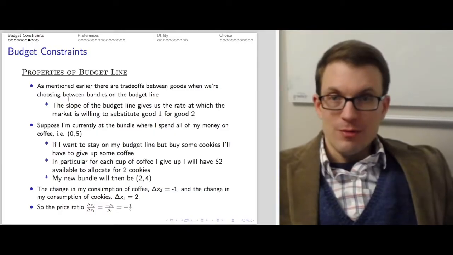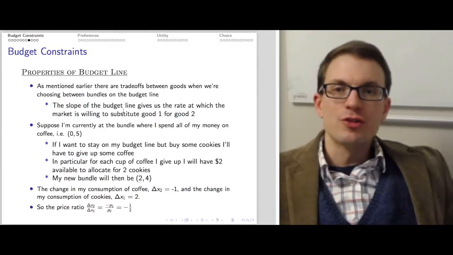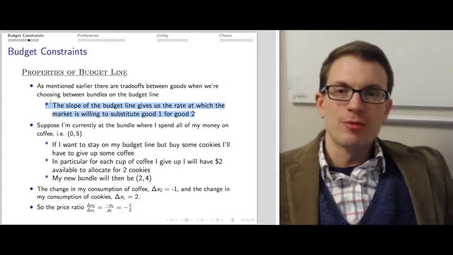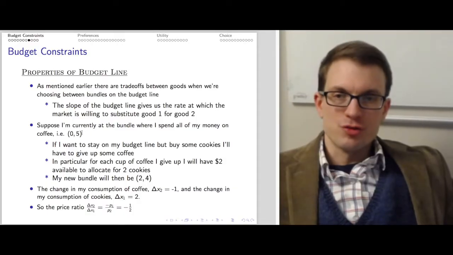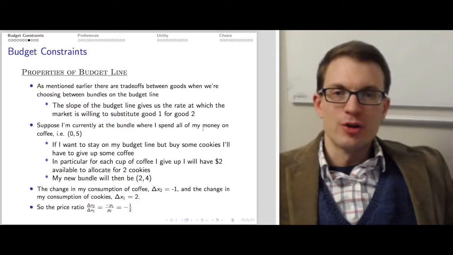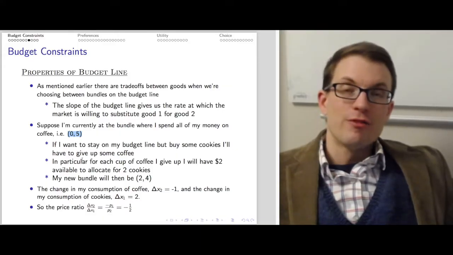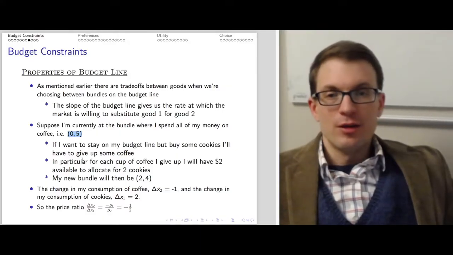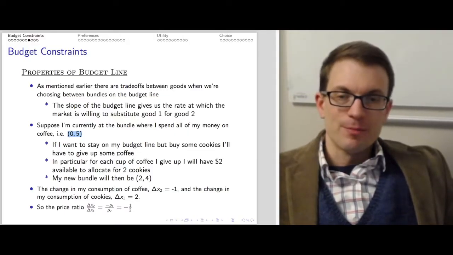As I mentioned, there's trade-offs between the goods we're consuming when you're on the budget line. So the slope of the budget line gives us the rate at which the market's willing to substitute good 1 for good 2. Now let's illustrate this. Suppose I'm currently at the bundle where I spend all my money on coffee. So 0, 5. Now if I want to stay on the budget line, but I want to buy some cookies, I'm going to have to give up some coffee.